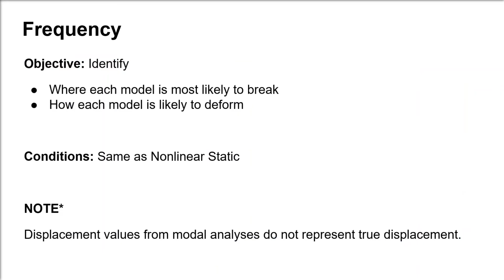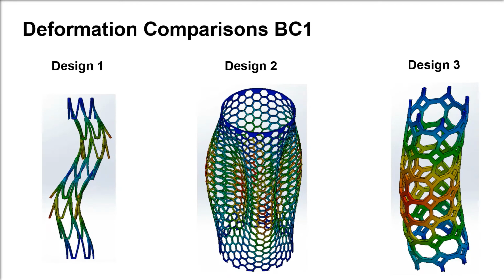The purpose of our frequency test is to identify where each model is likely to break and how each model is likely to deform. What we are looking for in our designs are protrusions that could potentially be hazardous to the veins, and if each design will bend or concave.